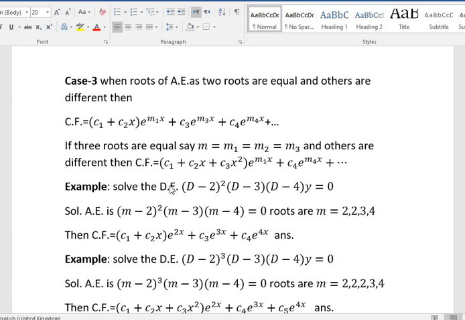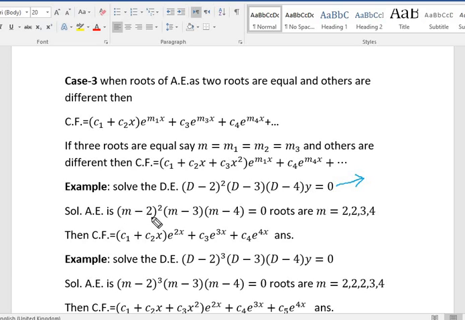Solve the differential equation (D minus 2) power 2, (D minus 3), (D minus 4) into y equal to 0. What you have to do? Here f(x) is given as 0, so the general solution is only y equal to the complementary function. How can we write the complementary function? Just write the auxiliary equation: (m minus 2) power 2, (m minus 3), (m minus 4) equal to 0, and solve it.